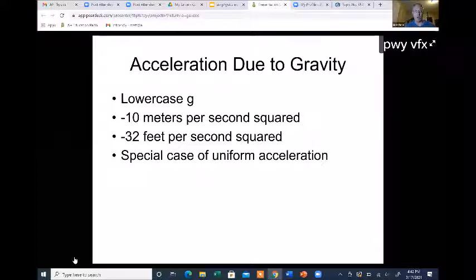Things always accelerate due to gravity down toward the ground. In English units, just for you to know, it's about -32 feet per second squared. You'll never use that value in this class. That was just for comparison. But just remember that the acceleration due to gravity is sort of a special case of uniform acceleration.